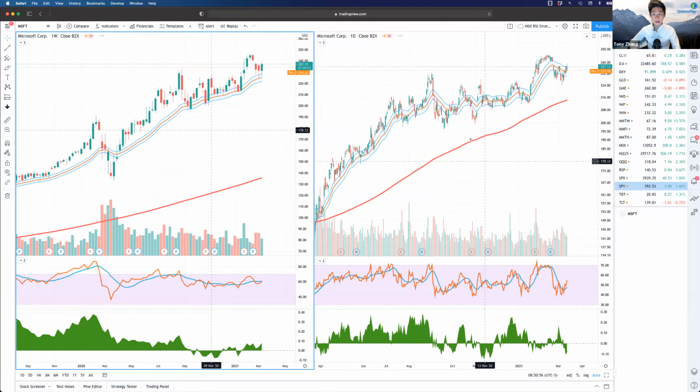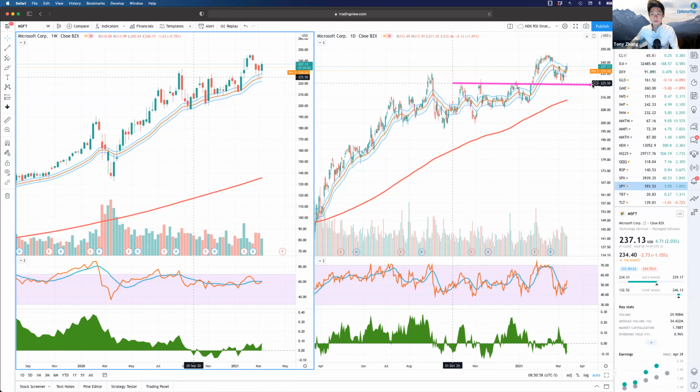Next trade here is Microsoft. Now we've covered Microsoft here on CNBC last week because you have a strong technical thesis. You have this 225 level that has held as support. We're really playing defense here with Microsoft.